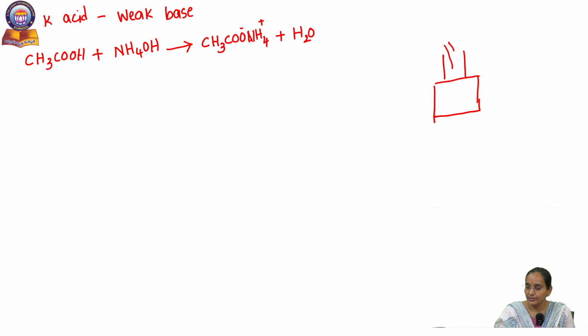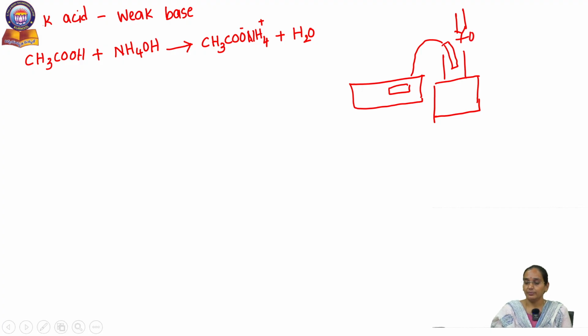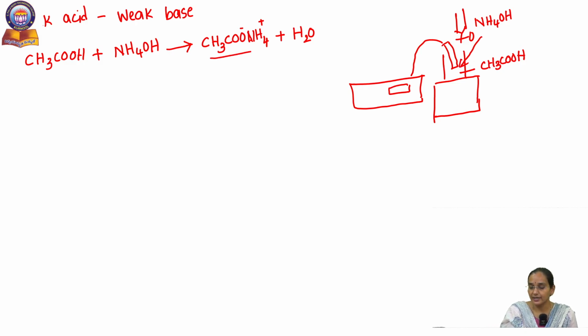In the beaker, we are inserting the conductivity cell to measure the conductance, and the measured conductance is displayed in the conductivity meter. We are going to add base from the burette. Here ammonium hydroxide is the base, acetic acid is the acid. So initially that acetic acid doesn't have conductance. Now we are adding ammonium hydroxide to the acetic acid. It started increasing in the number of ions. An increase in the ions means the conductance increases, but the size of the ion here is more.